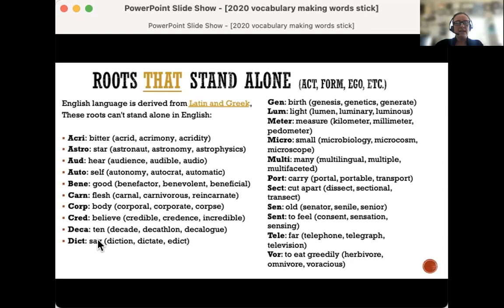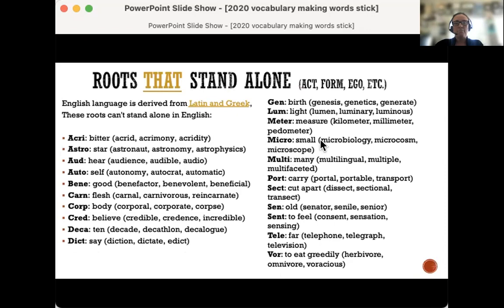A dictator is related to dictate or diction, right? We have to listen to them, or there's something to do with saying or speaking. Again, these are all pretty advanced vocabulary, like multilingual, multiple, multifaceted. So multi should be fairly easy. If you see multi in a word, then you can relate it to the concept of many, right?